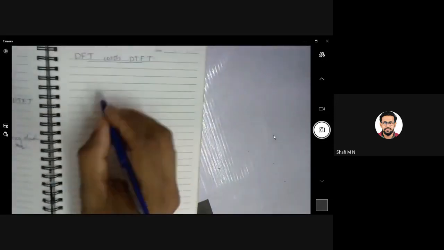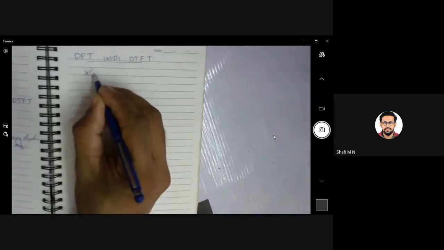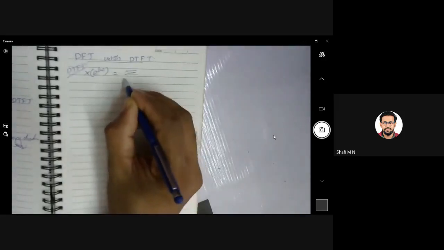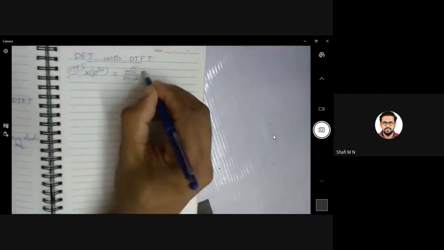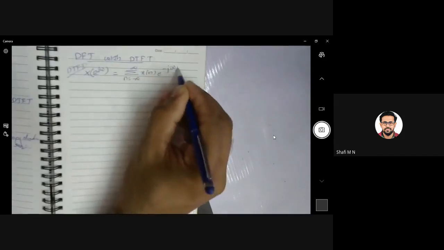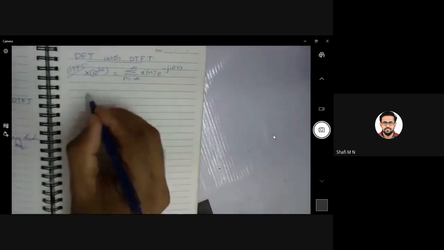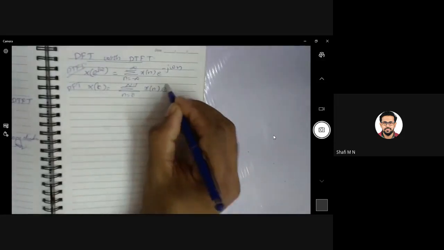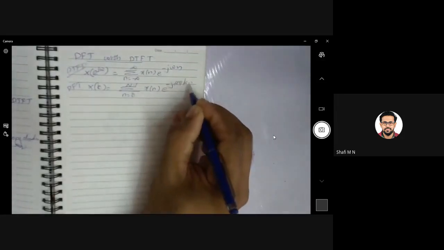DFT, DTFT, I need the equations. DTFT is X of e power j omega. This is the equation for DTFT: sigma n equal to minus infinity to infinity x of n e raised to minus j omega n. Then what was the DFT equation? X of k is equal to sigma n equal to 0 to N minus 1 x of n e raised to minus j 2 pi kn by capital N.